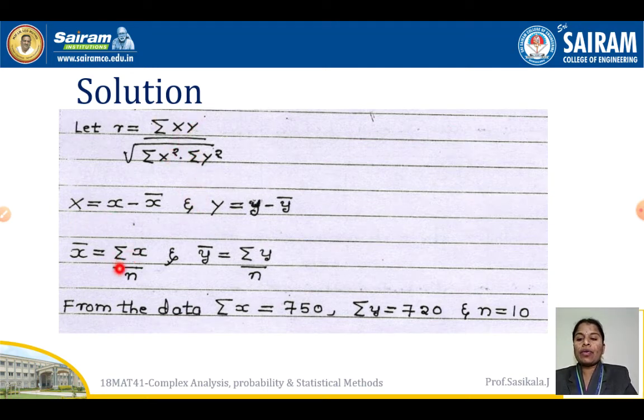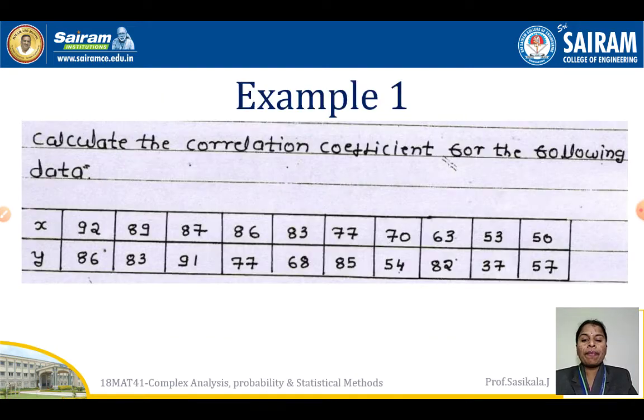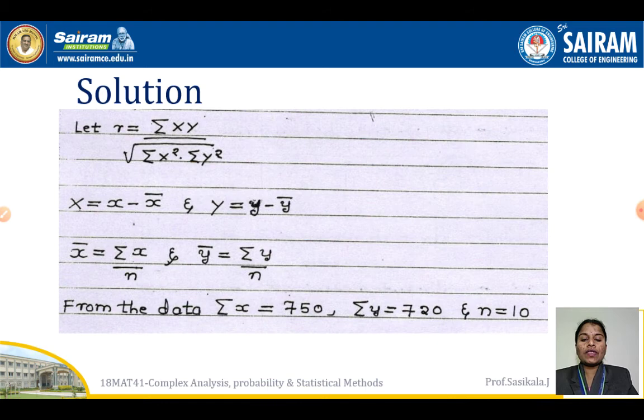So x bar is equal to summation x by n, the sum of the data by the number of data in x. Similarly, y bar is the sum of the data in y by the number of data in y. From the given data, summation x is 750. You can add all these x values to get summation x, which is 750, and summation y is 720, and n is equal to 10.